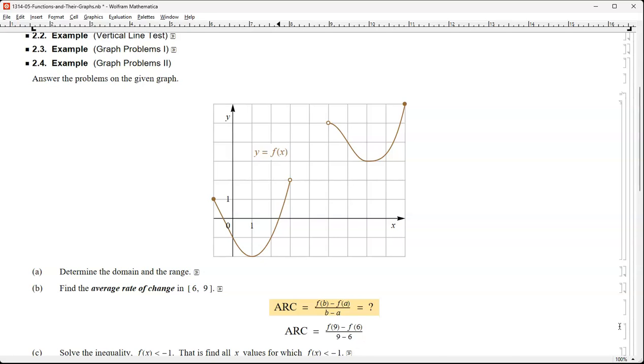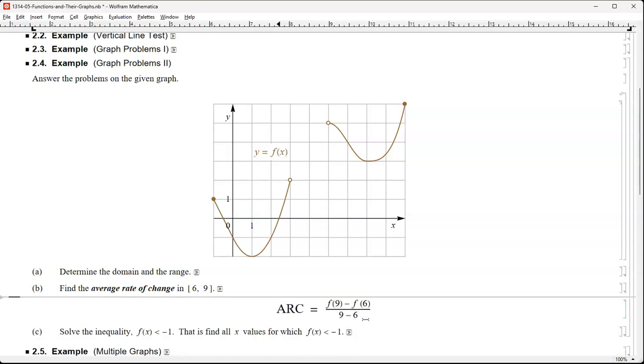Look at the denominator, 9 and 6. A value is 6, B value is 9, so 9 and 6. Denominator is clear. F of 9 and f of 6, you have to answer those by looking at the graph. F of 9, how do you find it? Stop the playback and find out. And f of 6 as well.